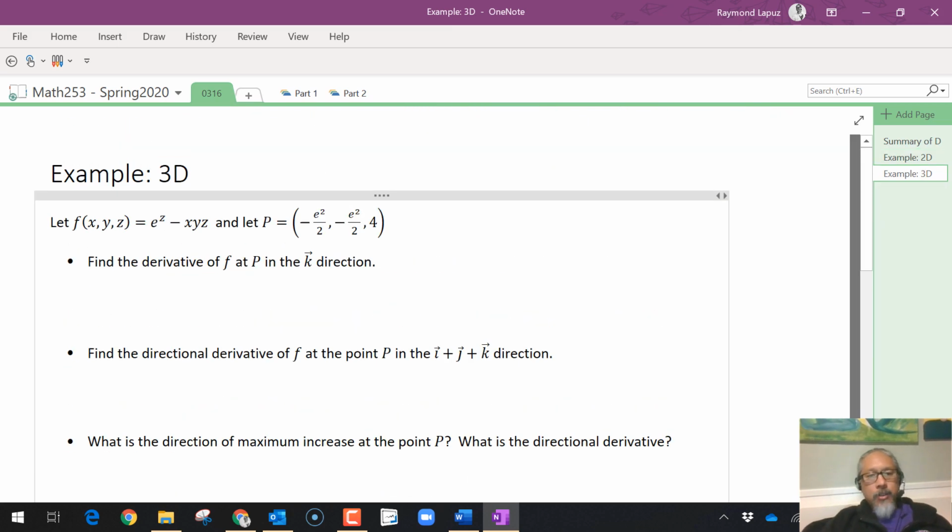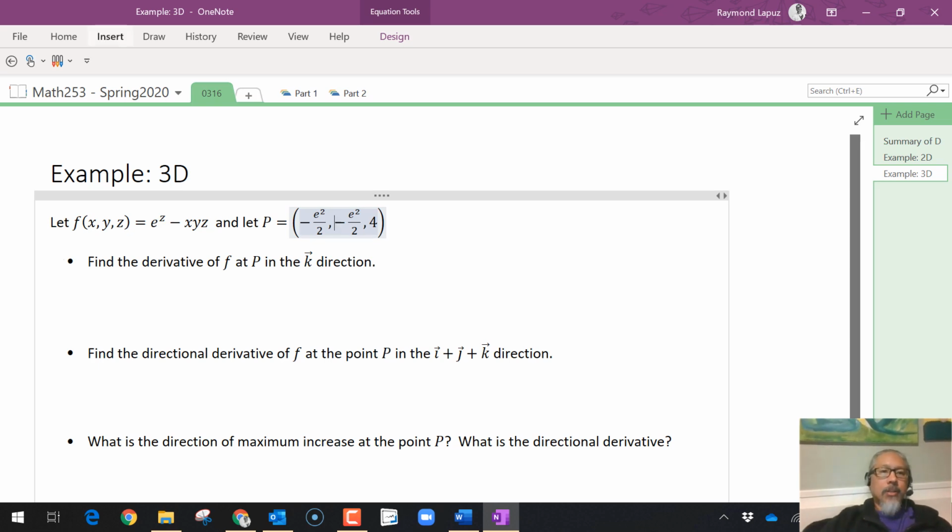We have an example here in 3 dimensions. So we have a function that looks like f(x, y, z) = e^z - x y z. So that's a function of 3 variables, x, y, z. And then our given point is going to be given as a point in x, y, z. So let's find the derivative of f at the point P in the k direction.